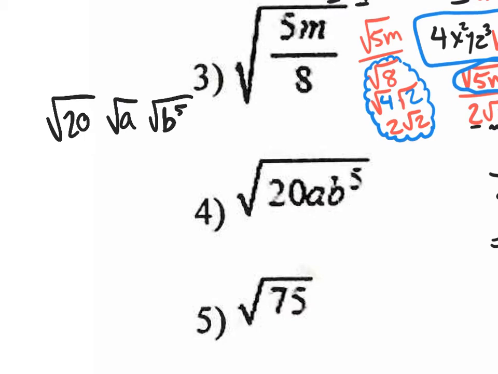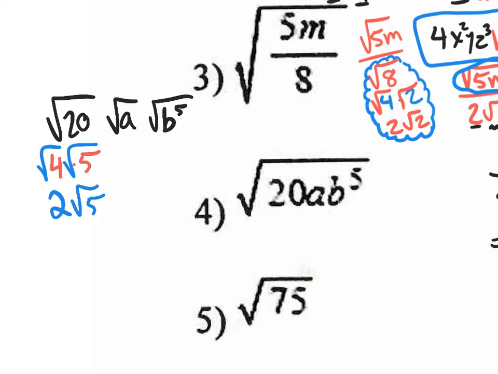So square root of 20, what do I rewrite that as? 2 times 10? No, 4 times 5. Why 4 times 5? Because 4 is a perfect square number. And when you split it, you'll actually get a nice, beautiful number 2, no more square root. So I do have 2 square root of 5 when I simplify square root of 20.